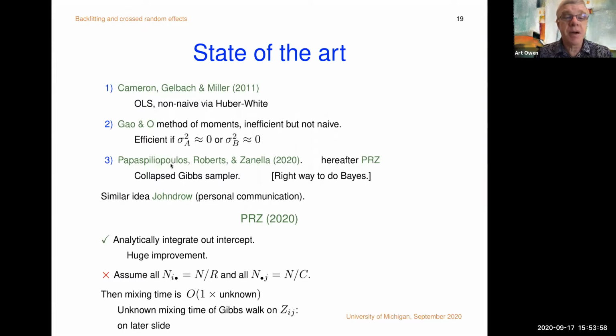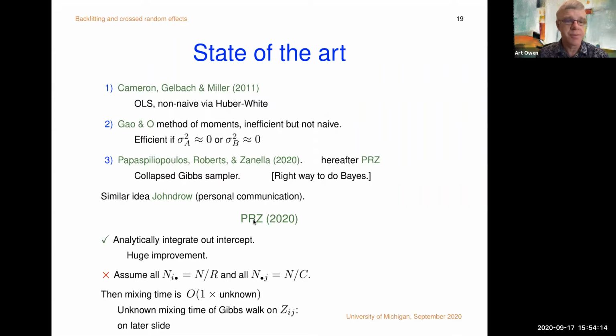Recently, Papaspiliopoulos, Roberts, and Zanella published a Bayesian method that we think works. It's a collapsed Gibbs sampler. I think it's the right way to do Bayes. And James Johndrow told me the same idea when I was talking to him about these difficulties. Okay, so I'll call this PRZ from here on.